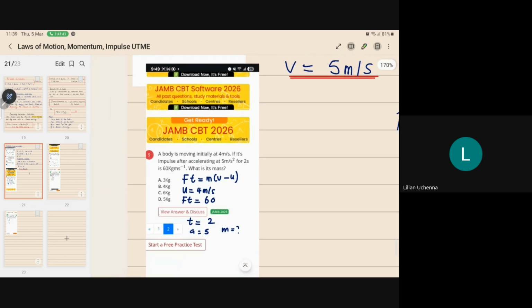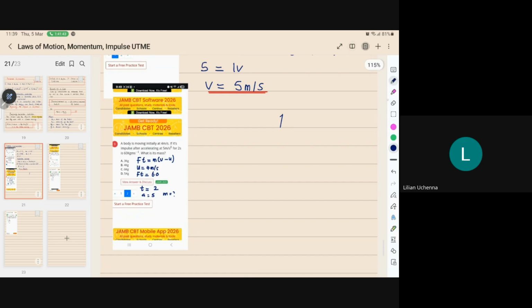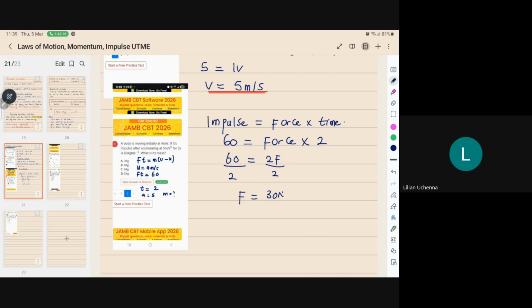Now, what do we know? Look at how we're going to solve that problem. You know that impulse is equal to force times time. Impulse is 60. We don't know the force. They gave us the time, which is 2 seconds. So 60 is equal to 2F. Divide both sides by 2. You have that F is equal to 30 Newton.